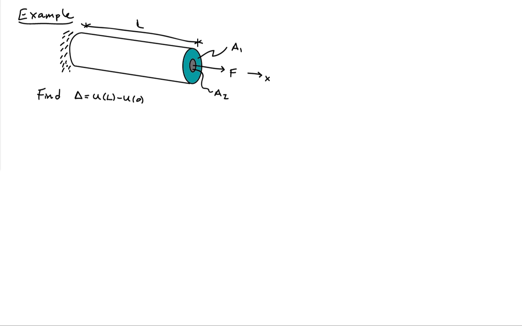So I'd like to find out what is delta, so UL minus U0. So it's a problem that we've dealt with before, but now we have this added complication that I have a composite system here, so it's made out of two materials.